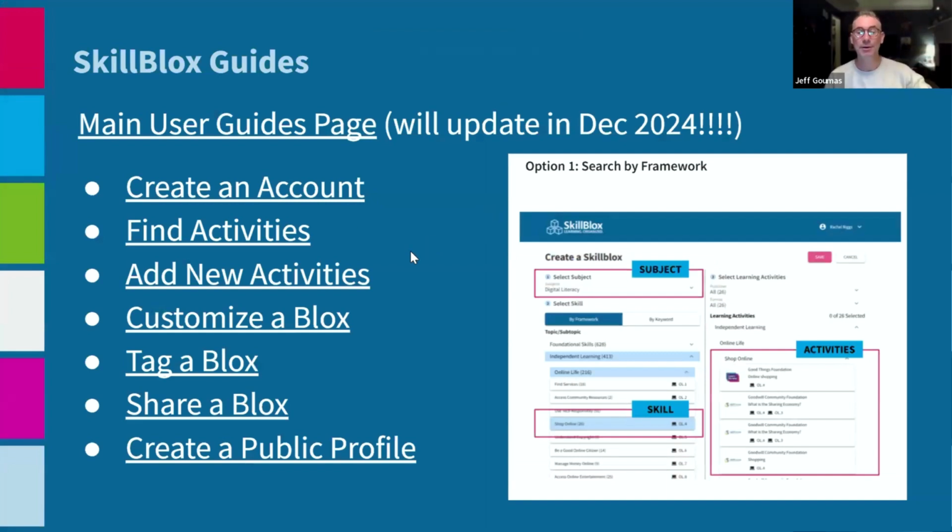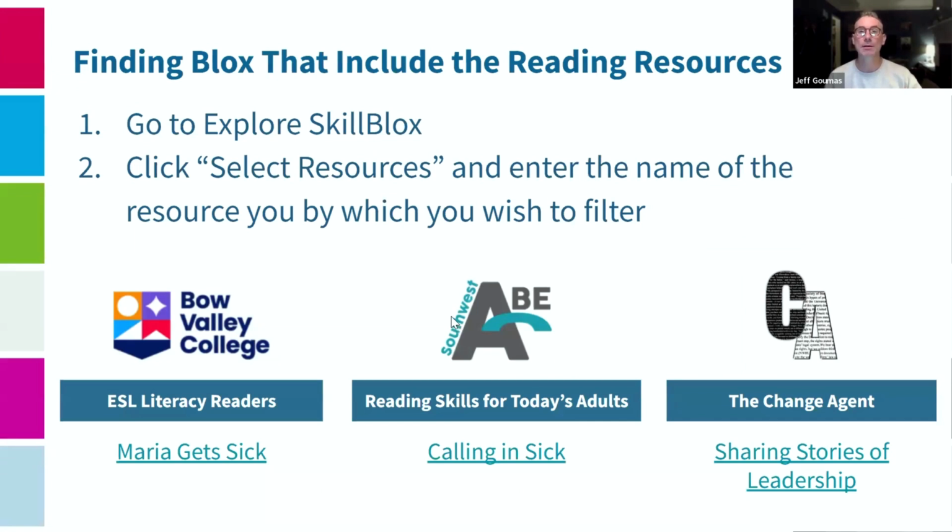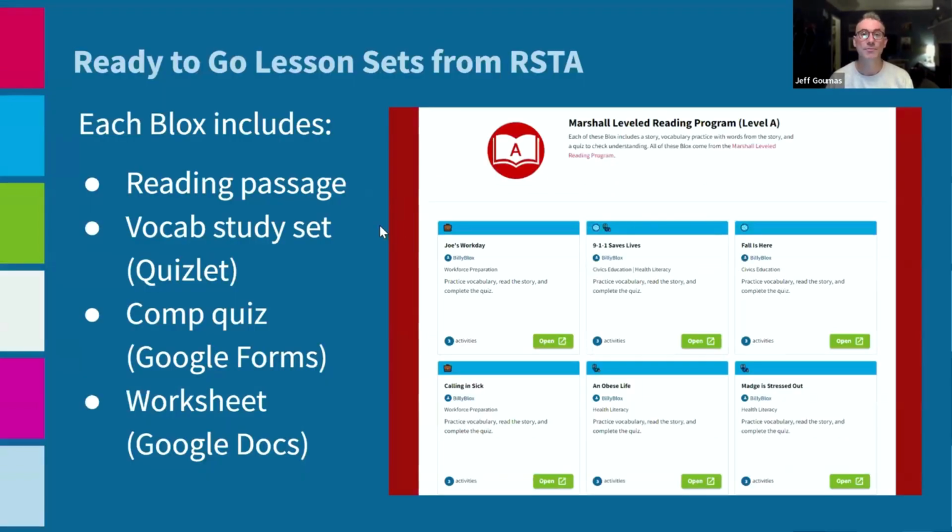But we've walked through all of these things now, and I just want to close out. In the slides that you look at, there are sample blocks. I've not created all of these. Some of them I've created, some others have created, that pull from each of the reading programs that we looked at. And again, in Explore Skill Blocks, if you go to Select Resources and enter the name, you can see already created blocks that have been created by others that you could go ahead and use.